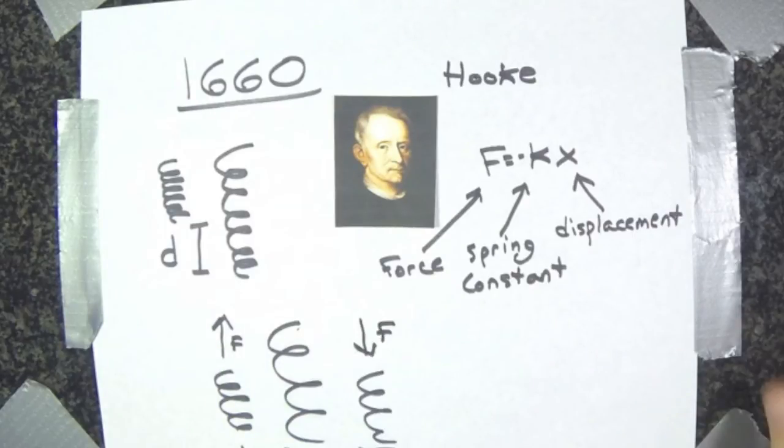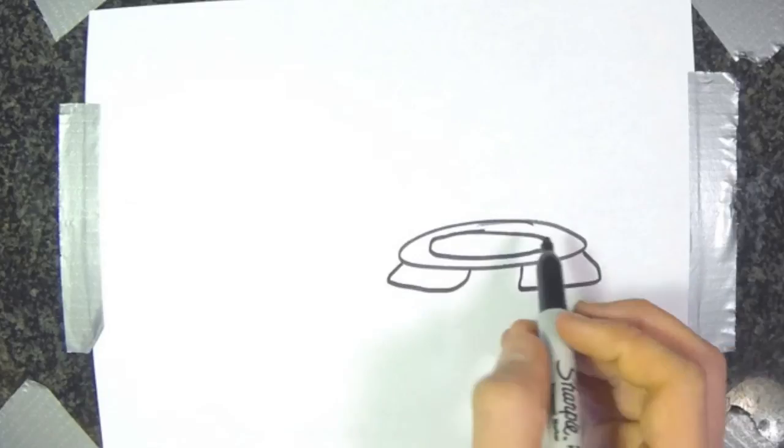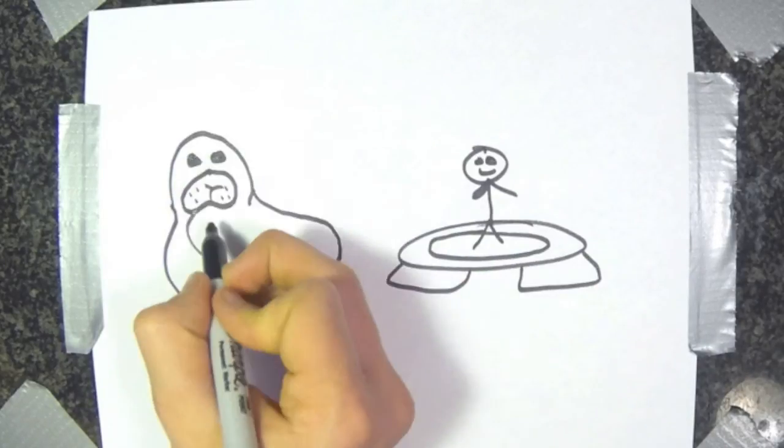Therefore, the force exerted by a person on a trampoline will be the same that the trampoline exerts on a person. So next time you are on a trampoline, think of Hooke and his laws and be glad you're not bouncing on a walrus.